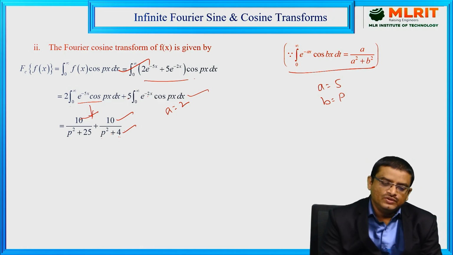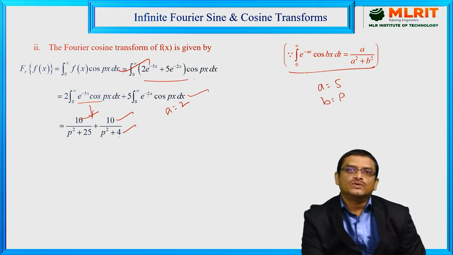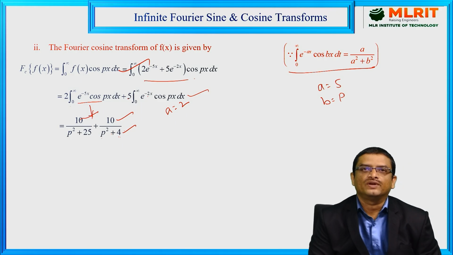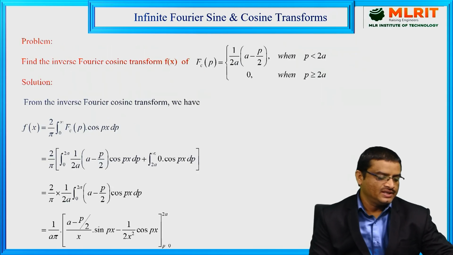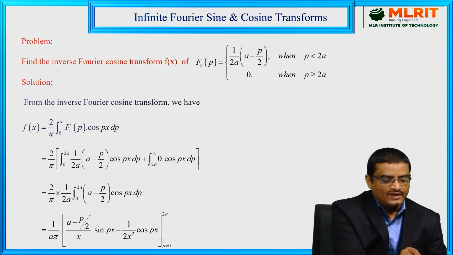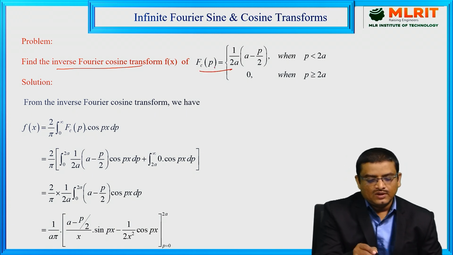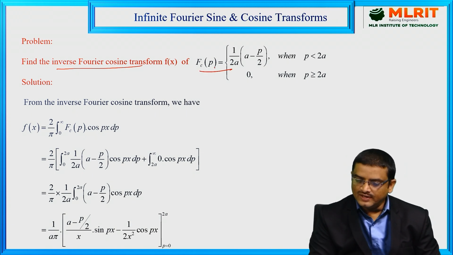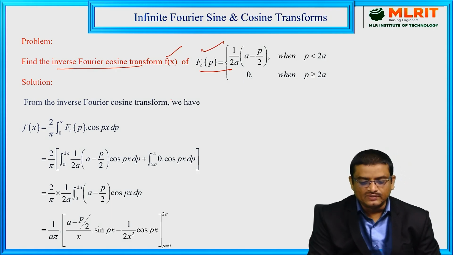So now we have used only infinite Fourier sine and cosine transforms. Now we will take some problems on the inverse of these two, infinite Fourier cosine transform and infinite Fourier sine transform and its inverse. So find the inverse Fourier cosine transform of f of x. Here the infinite Fourier cosine transform value is given. By using this we have to find out this f of x value. That is the meaning of this.